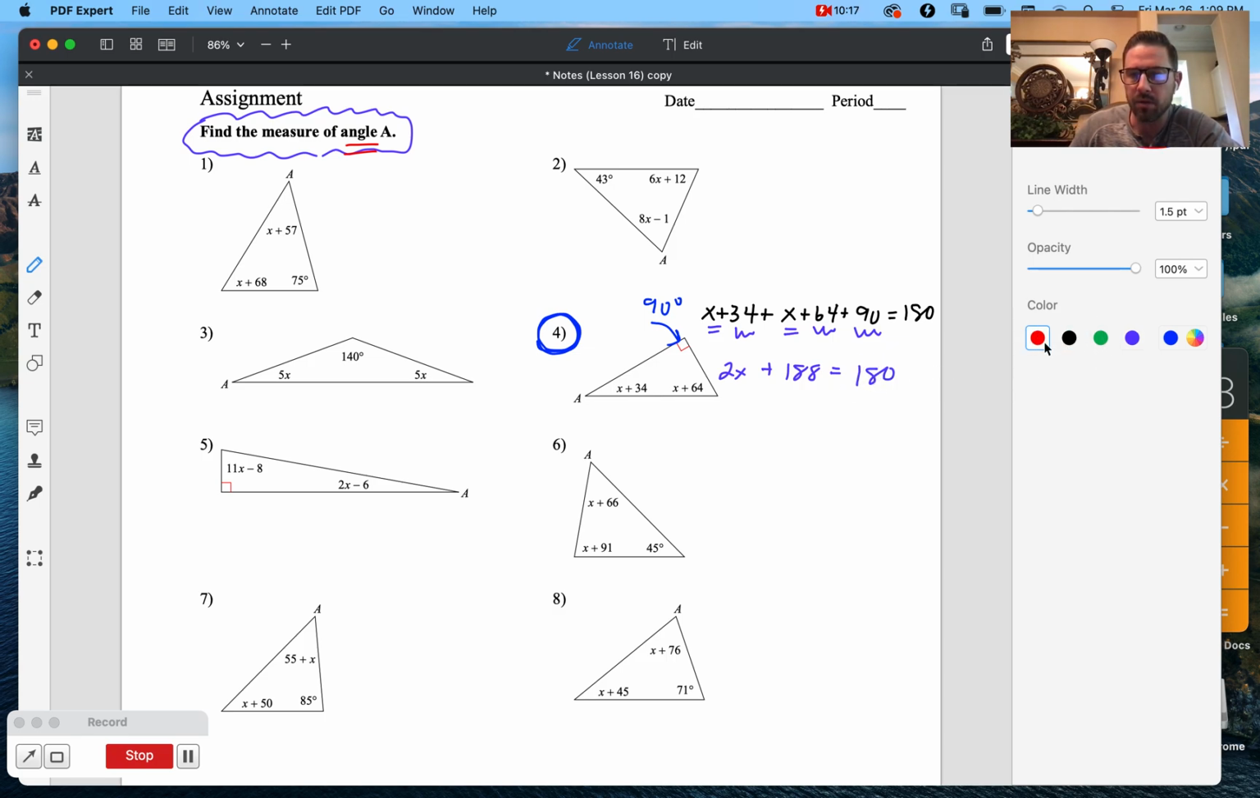Okay, let's slide this over, subtract 188 from both sides. I think we get 2x equals negative 8. Divide by 2, and x equals negative 4. Last step, find our angle A and substitute this in for x in our A angle. So negative 4 plus 34 is 30. Okay, so measure of angle A is 30 degrees.